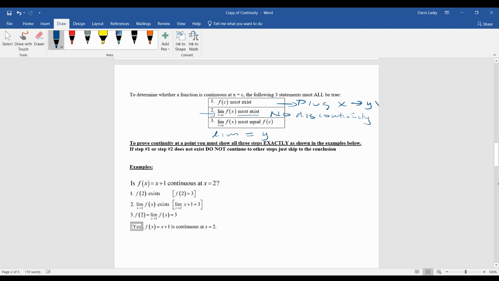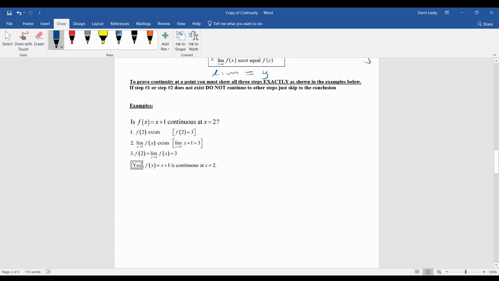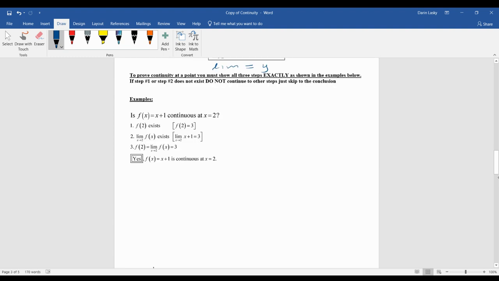Okay, let's walk through one here. Is f of x equals x plus 1 continuous at 2? The first thing we do is find out if it exists at x equals 2. So we just plug it in. f of 2 is equal to 2 plus 1, which is equal to 3. So when I plug in 2, I get out 3.